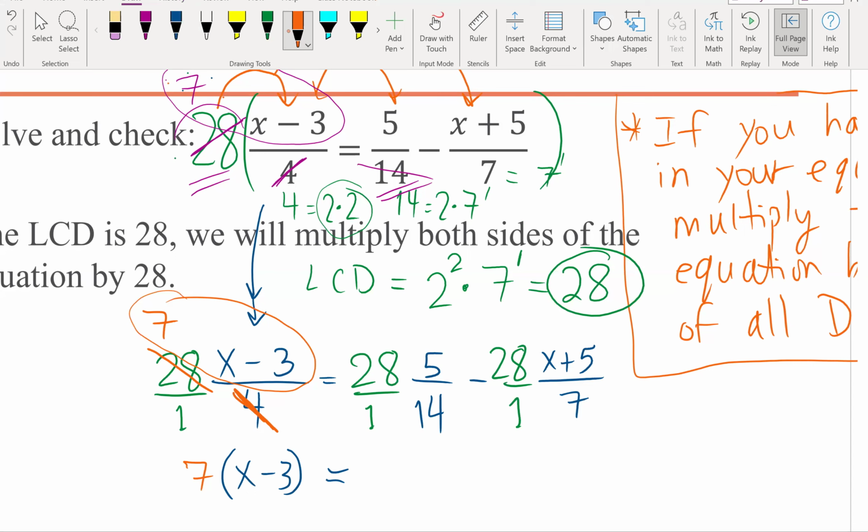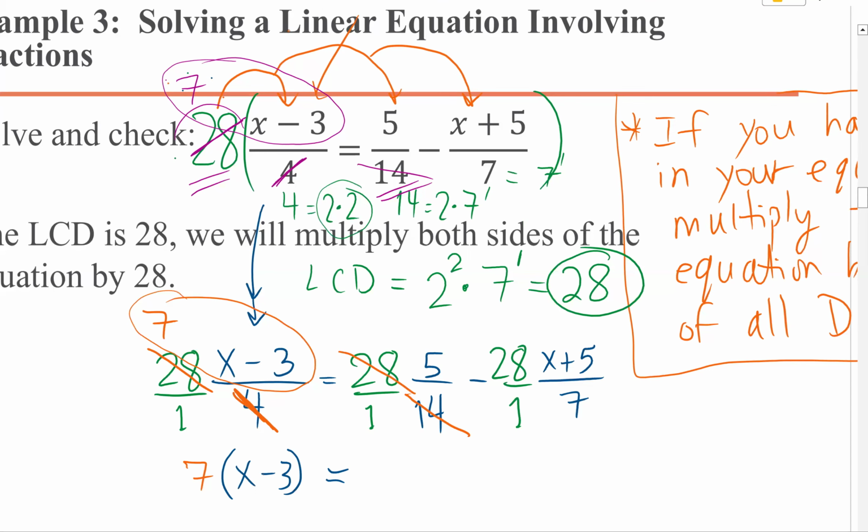Let's see. Now, how about 14 can go into 28 2 times, right? 14 times 2. Yeah, so then all that's left is that 2 times the 5. That's easy peasy. You can write 2 times 5 or just go ahead and multiply it in your head. That's 10.